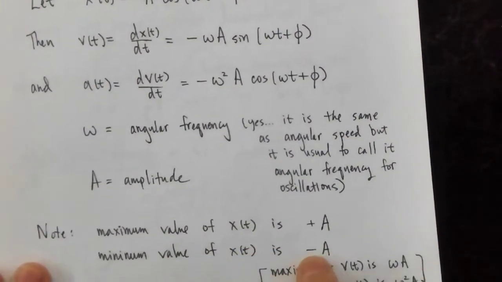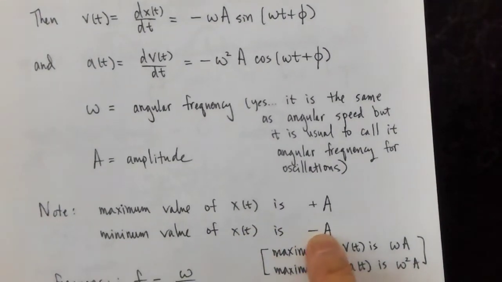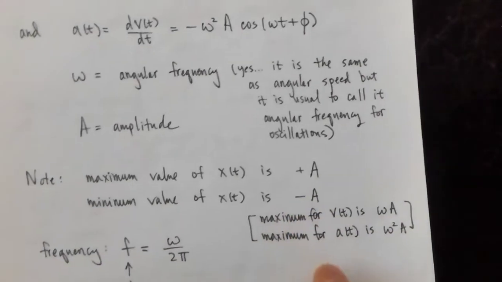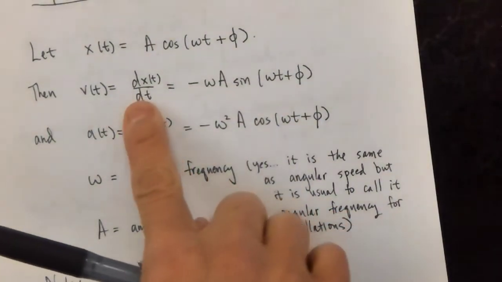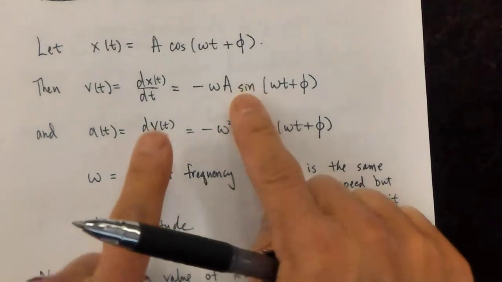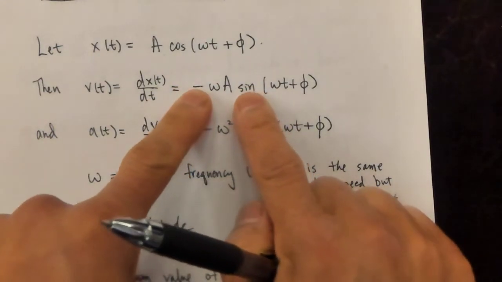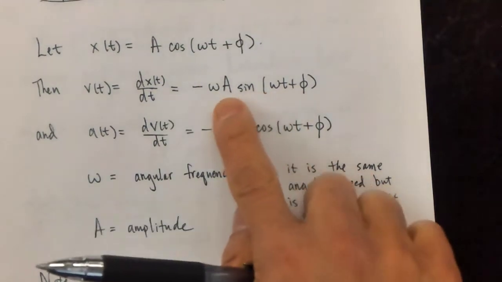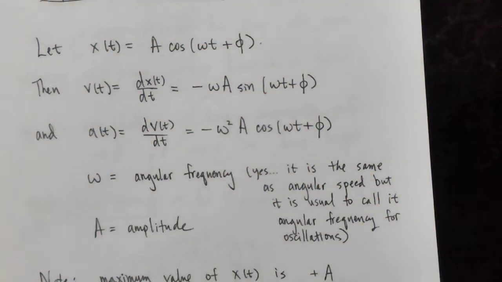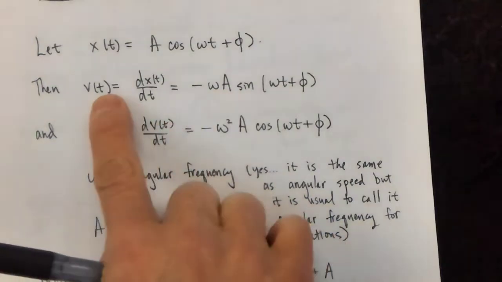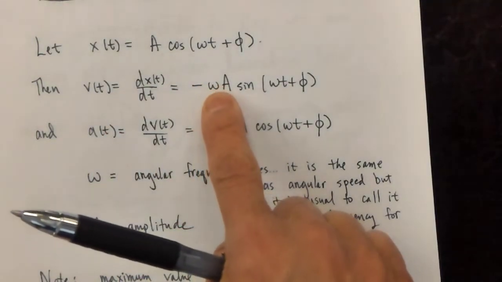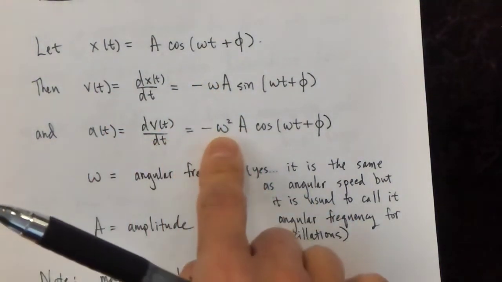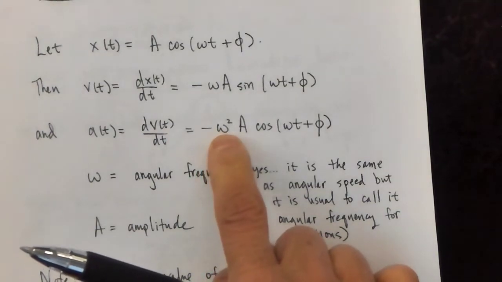Minimum value of x is minus A, or the lowest value of x is minus A. If you're asked what is the maximum value of v, then, okay, minus omega A times sine. So the maximum value that sine can have is 1. The sine can go from -1 to 1. So the maximum value that v can have will be omega times A. The maximum value that the acceleration can have is omega squared times A.